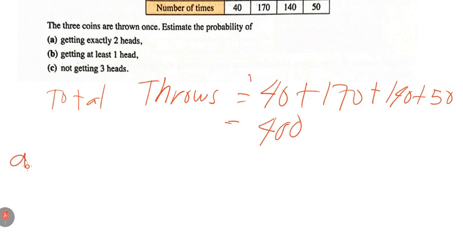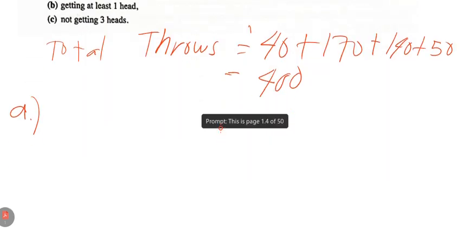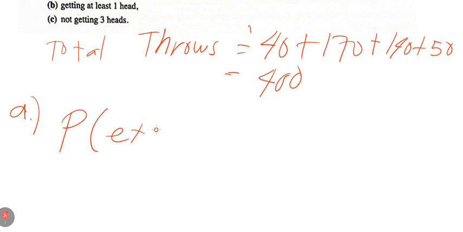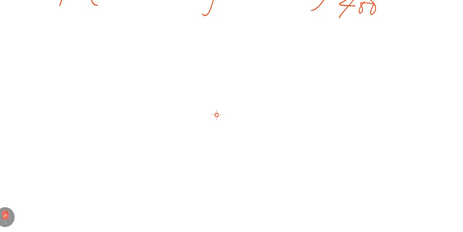So let's start with letter A. Letter A states getting exactly two heads. Looking here, the number of times of getting exactly two heads shown in the table is 140. So we're going to write the probability of exactly two heads, and that is equal to 140 over 400. Now let's try to reduce this one.